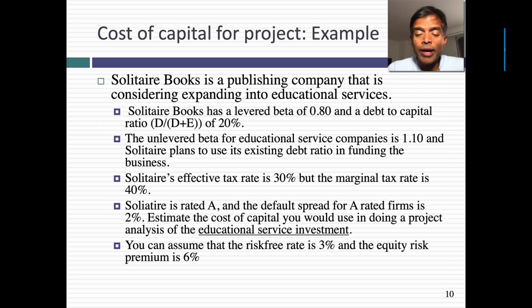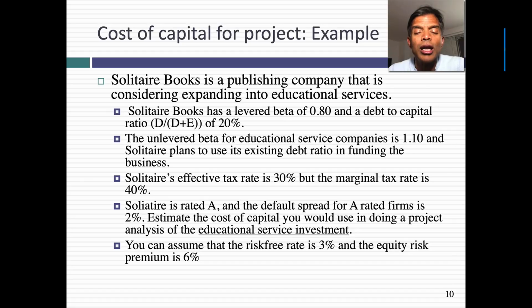Solitaire is rated single A, and the default spread for single A rated companies is 2%. Estimate the cost of capital you would use in doing the project analysis for this investment. That's all. No net present value, just the cost of capital. And you're told the risk-free rate is 3% and the equity risk premium is 6%. Let's see what we're given.